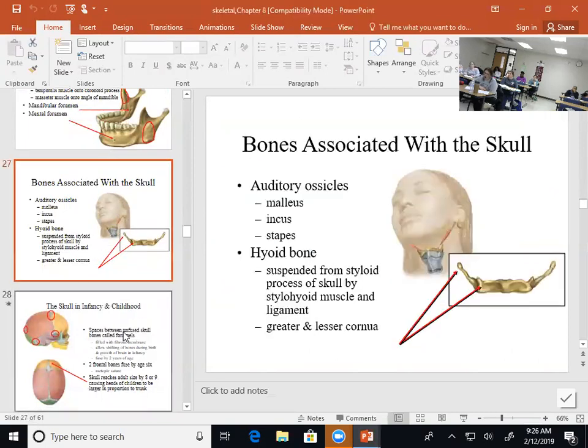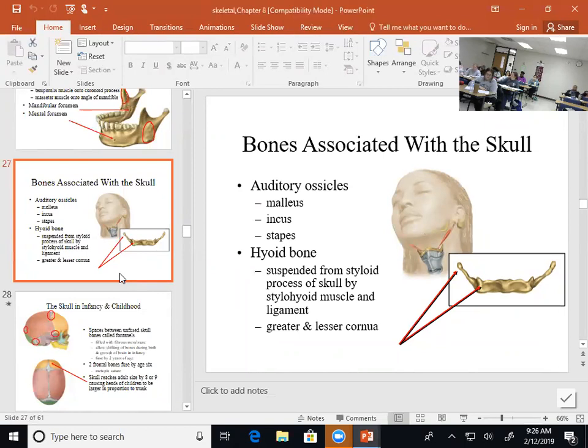Now, there are a couple bones on your list, like the hyoid bone, a little hyoid bone that you can see. But there are a couple bones called the auditory ossicles, auditory meaning hearing: the malleus, the incus, and the stapes. I have a little model of them, but I don't have any actual bones for you to feel. I need you to know their names and how to spell them: the malleus, the incus, and the stapes.